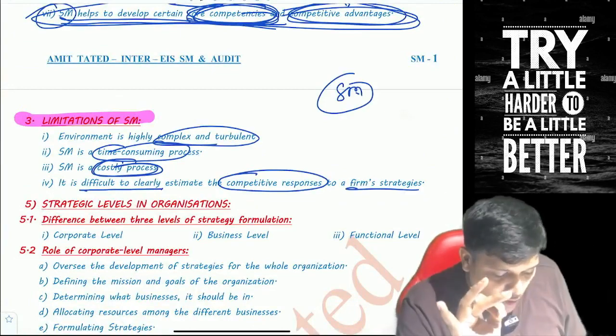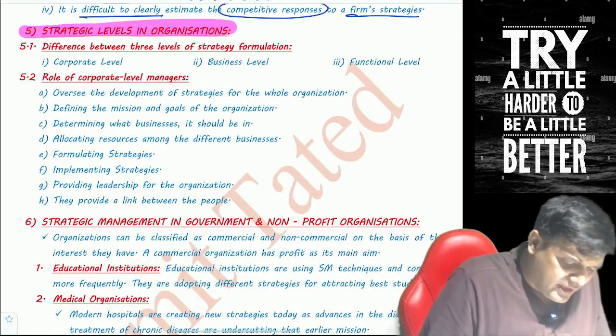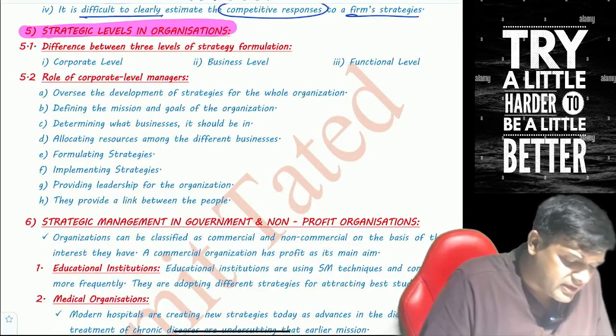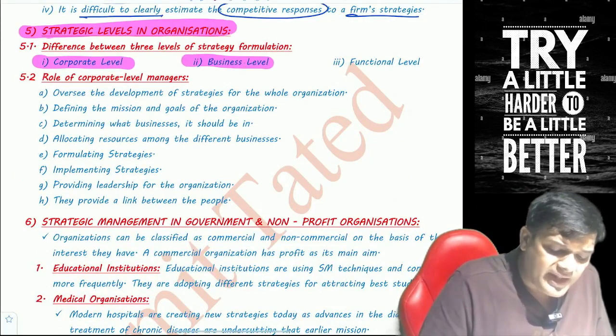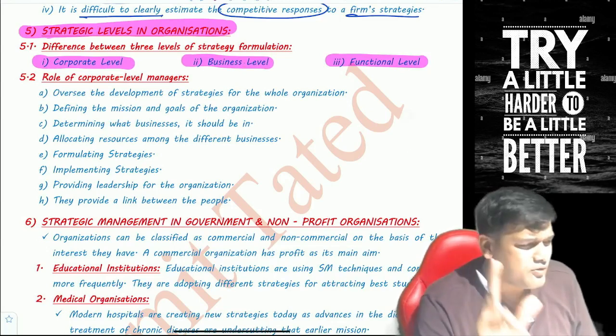Okay, now we are coming to the next concept, that is called strategic levels in organization. Now please make it clear. Hopefully you have studied it somewhere, sometime. There are 3 levels in organization. What are the 3 levels? One is corporate level, one is business level, and one is functional level. I will take approximately 5 minutes here to explain this concept very clearly.